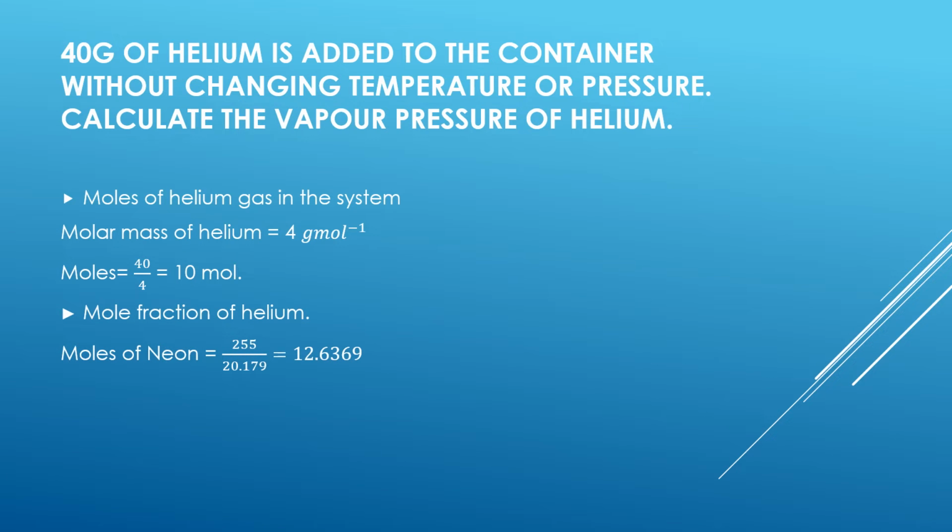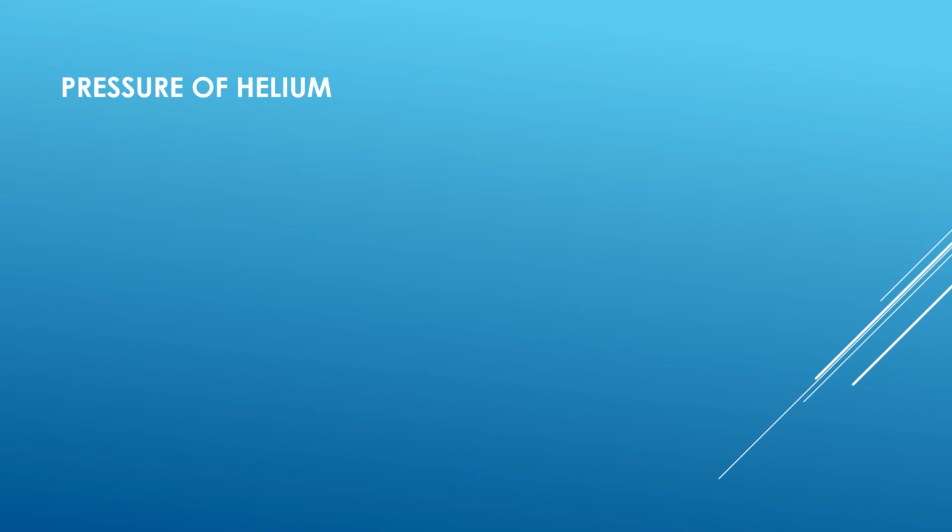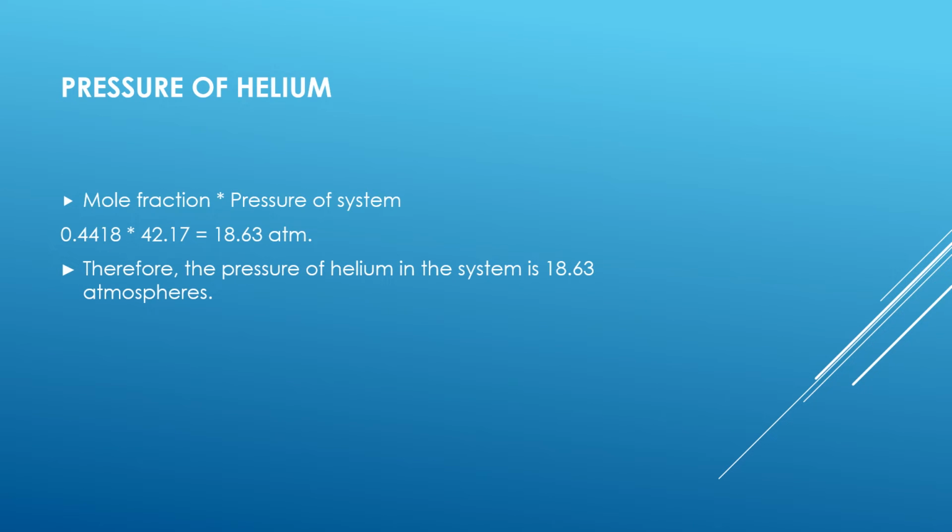Next, we need to calculate the mole fraction of helium by dividing the moles of helium by the total moles of helium and neon. Therefore, we divide 10 by 22.6369, meaning the mole fraction of helium is 0.4418. Now we've calculated the mole fraction of helium. To calculate the pressure of helium in the system, the mole fraction is multiplied by the pressure of the system. Therefore, 0.4418 is multiplied by 42.17. This equals 18.63 atmospheres, so the pressure of the helium in the system is 18.63 atmospheres.